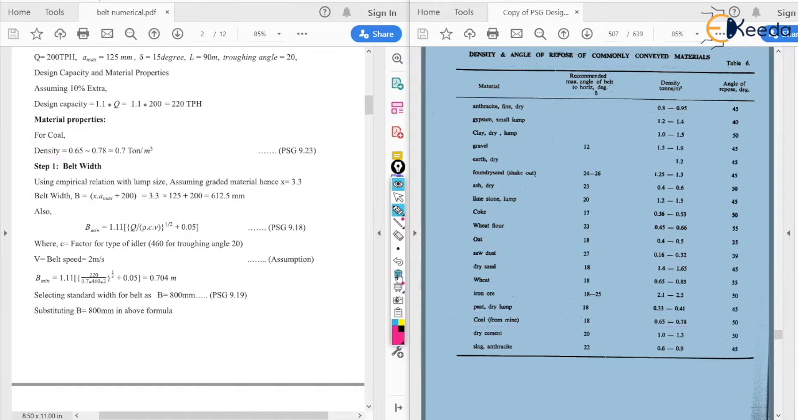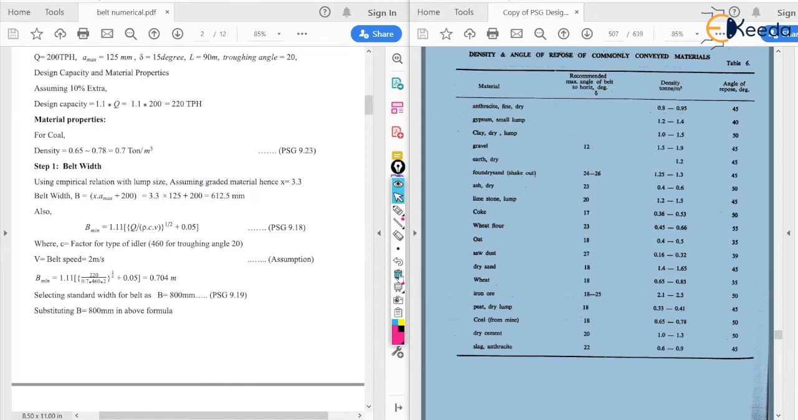Now once we have the density value, we are going to calculate the belt width. For belt width we have two formulas, one from the PSG data book and the other an empirical relation. This is the empirical relation: B is equal to X into A max plus 200. So this you have to remember. The X value for graded material we take as 3.3. So 3.3 into 125, our lump size, plus 200, that will become 612.5 millimeter.